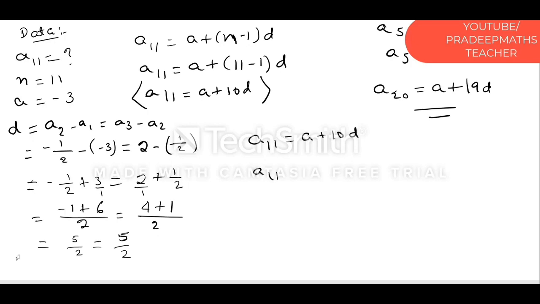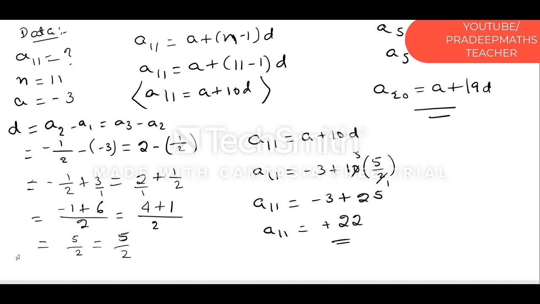So the a11th term will be equal to a, which is minus 3, plus 10 into d, which is 5 by 2. Okay, now 2 1s are 2, 5s are, so the a11th term will be equal to minus 3 plus, now multiply 5 5s are 25. So the a11th term will be equal to 25 minus 3, it's plus 22. Why is it plus 22? Because the sign is of the biggest number; the biggest number is 25, the sign is plus, so plus 22. Now this is the answer and this is how we need to solve it.